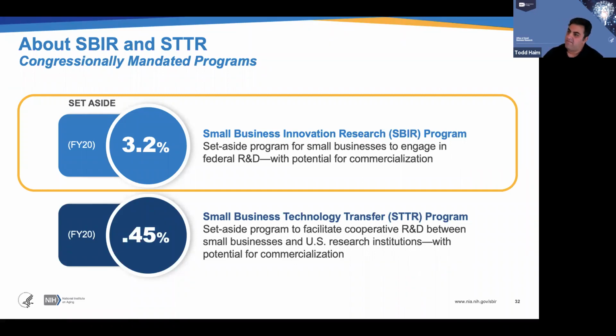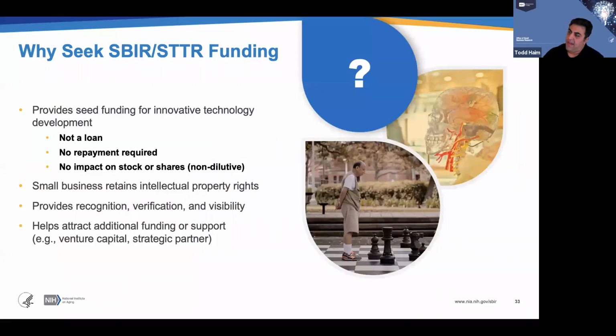Next slide. Why seek SBIR and STTR funding? There are a lot of great reasons to get SBIR and STTR funding. It is completely non-dilutive, unlike getting a private investment. It's not a loan, there's no repayment. They are in fact grants or cooperative agreements, but still essentially grants in terms of you're not having to pay anything back. There's no impact on your stock or your shares.